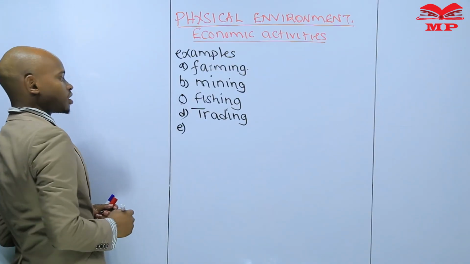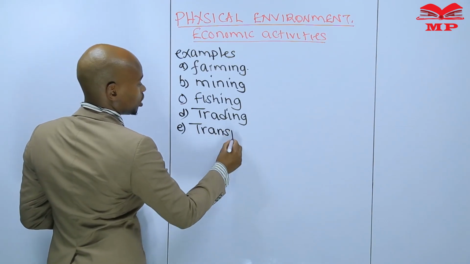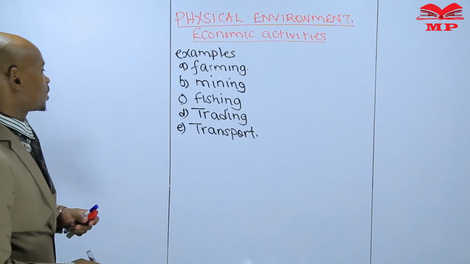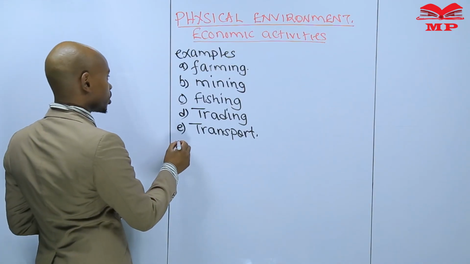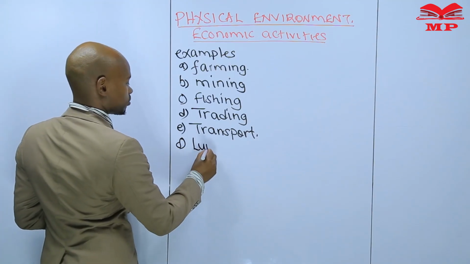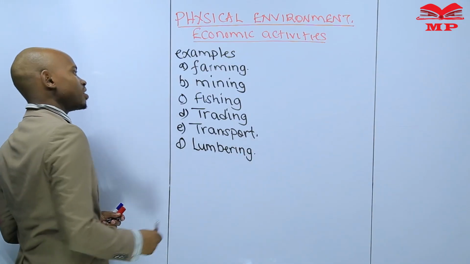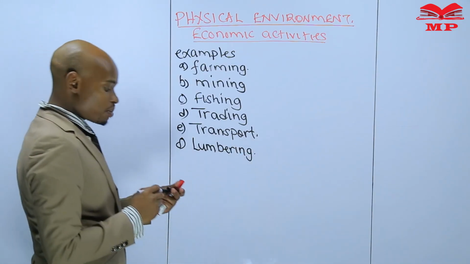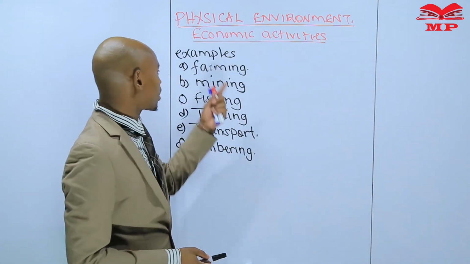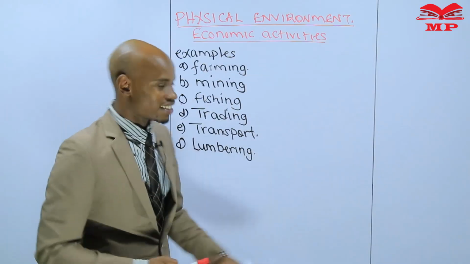Other economic activities include transport, an economic activity earning a living to so many Kenyans. We have economic activity like lumbering, just to mention a few. These are examples of economic activities that you might find in a map. And these economic activities earn a living for those people who are practicing them.